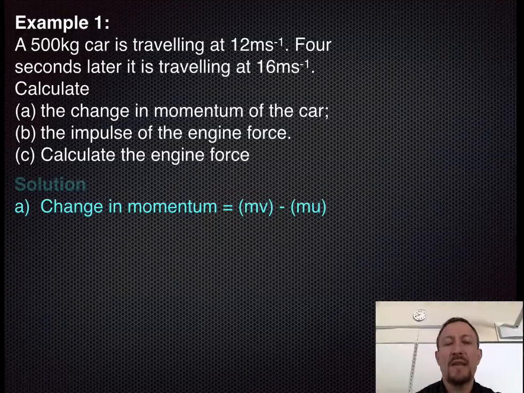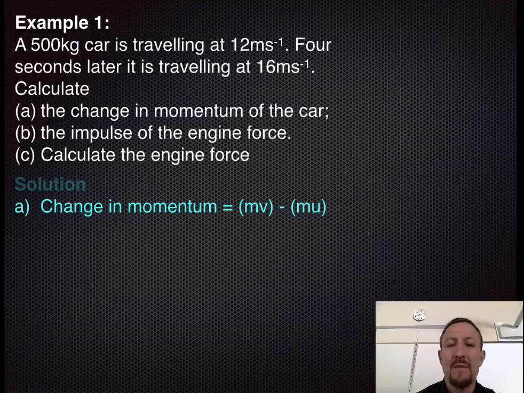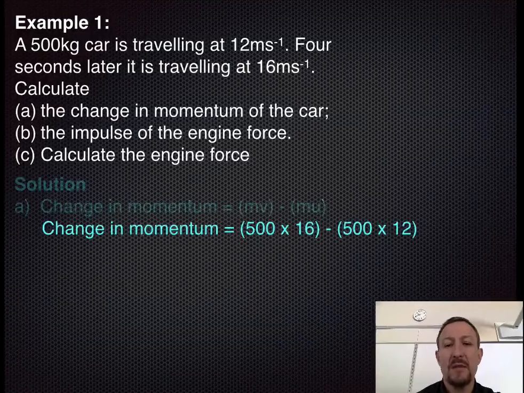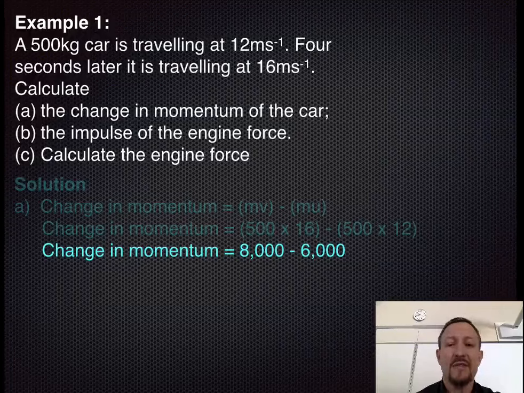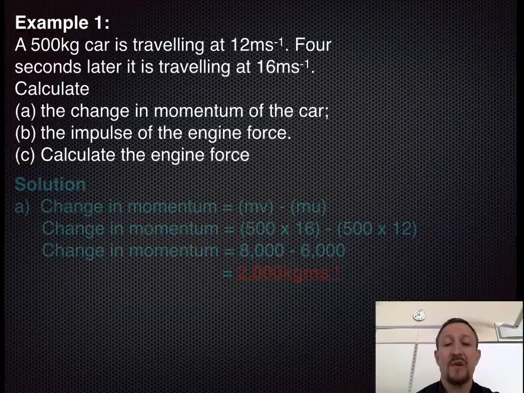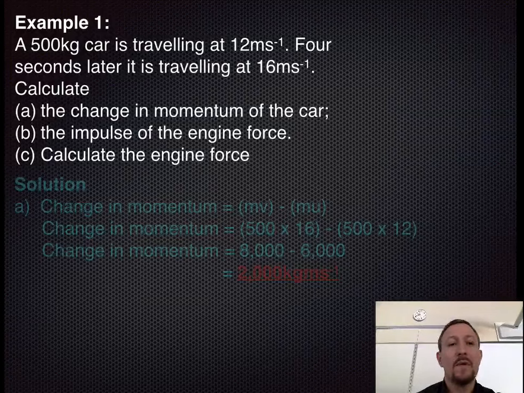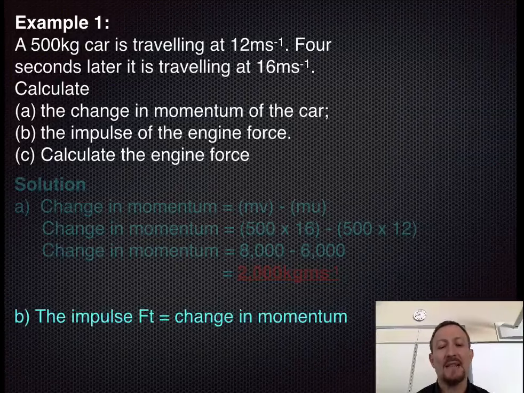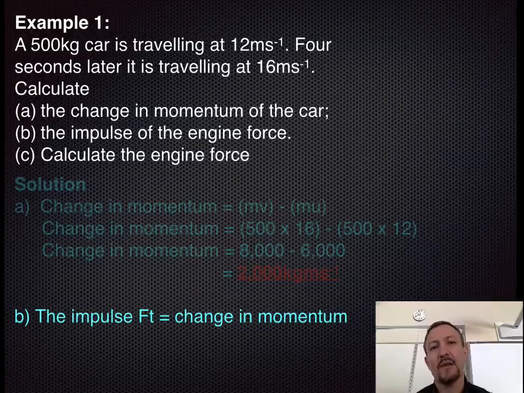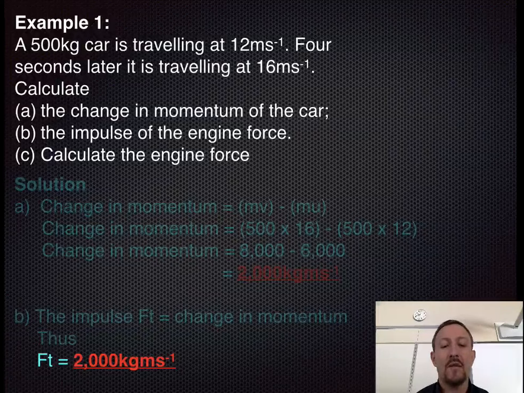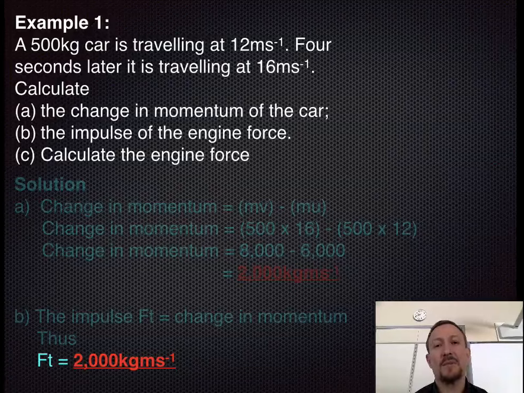So first off, we're going to calculate the change in momentum. So the change in momentum is the final momentum, mv, minus the initial momentum, mu. So we get 500 times 16, which is our final, minus 500 times 12, which is our initial, which is 8,000 minus 6,000, which gives me 2,000 kilogram meters per second. Now, the impulse is going to be exactly the same because we know that impulse equals change in momentum. So as a result, Ft will equal 2,000 kilogram meters per second.